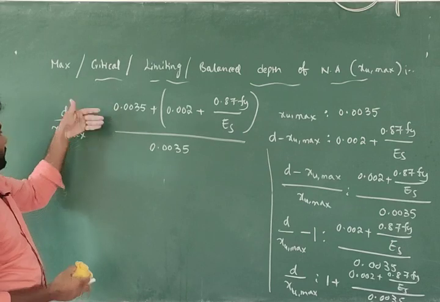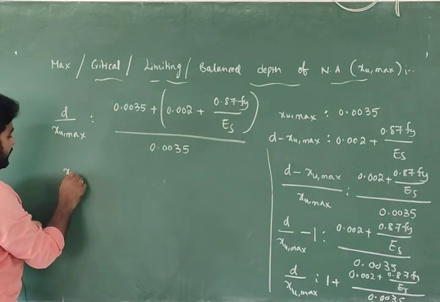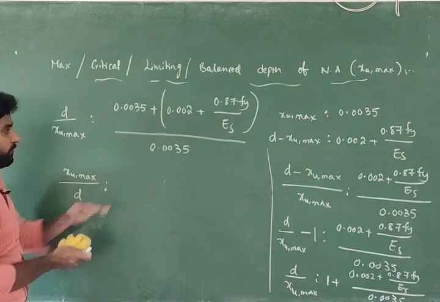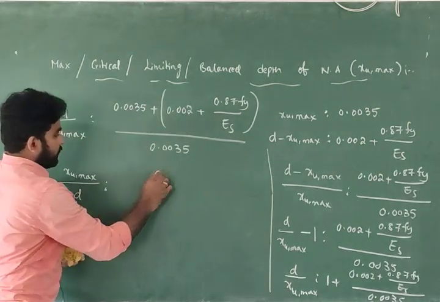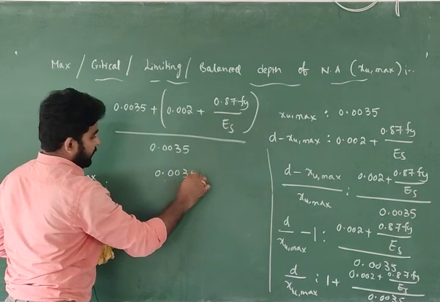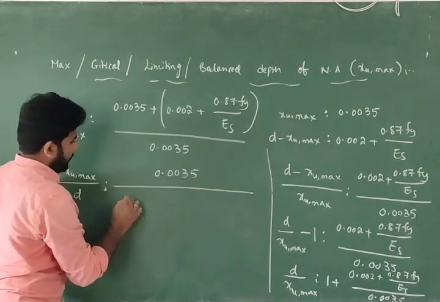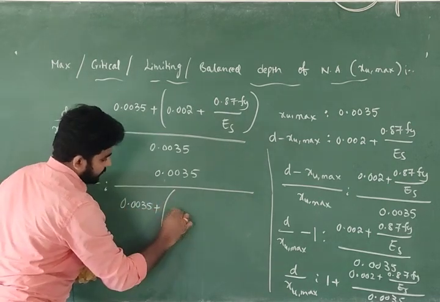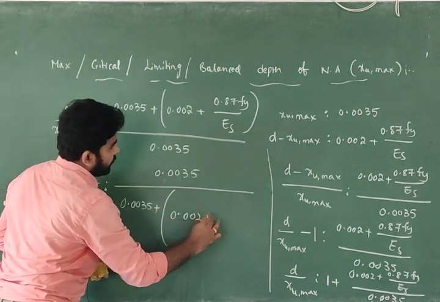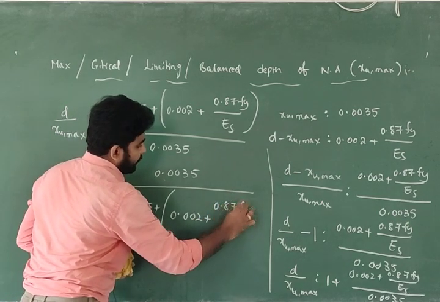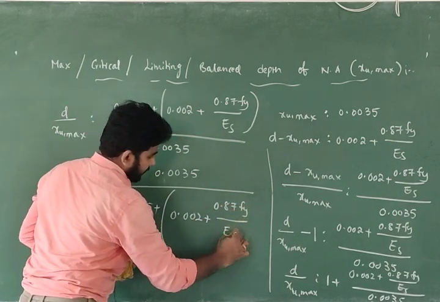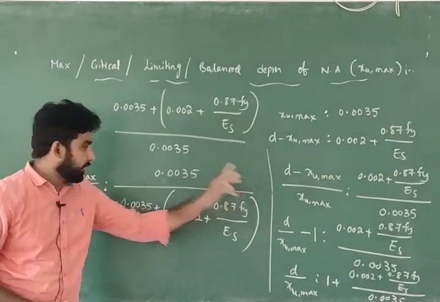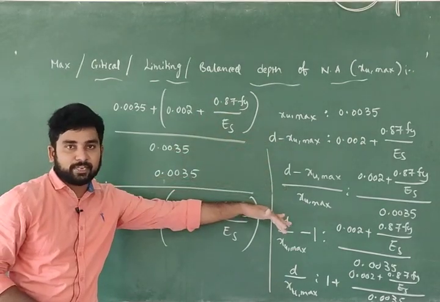Now reversing it, I need XU maximum by D, which is also reversed: 0.0035 divided by 0.0035 plus 0.002 plus 0.87 into Fy divided by Es. Carefully observe, this is the final derivation we determined by applying similar triangles.